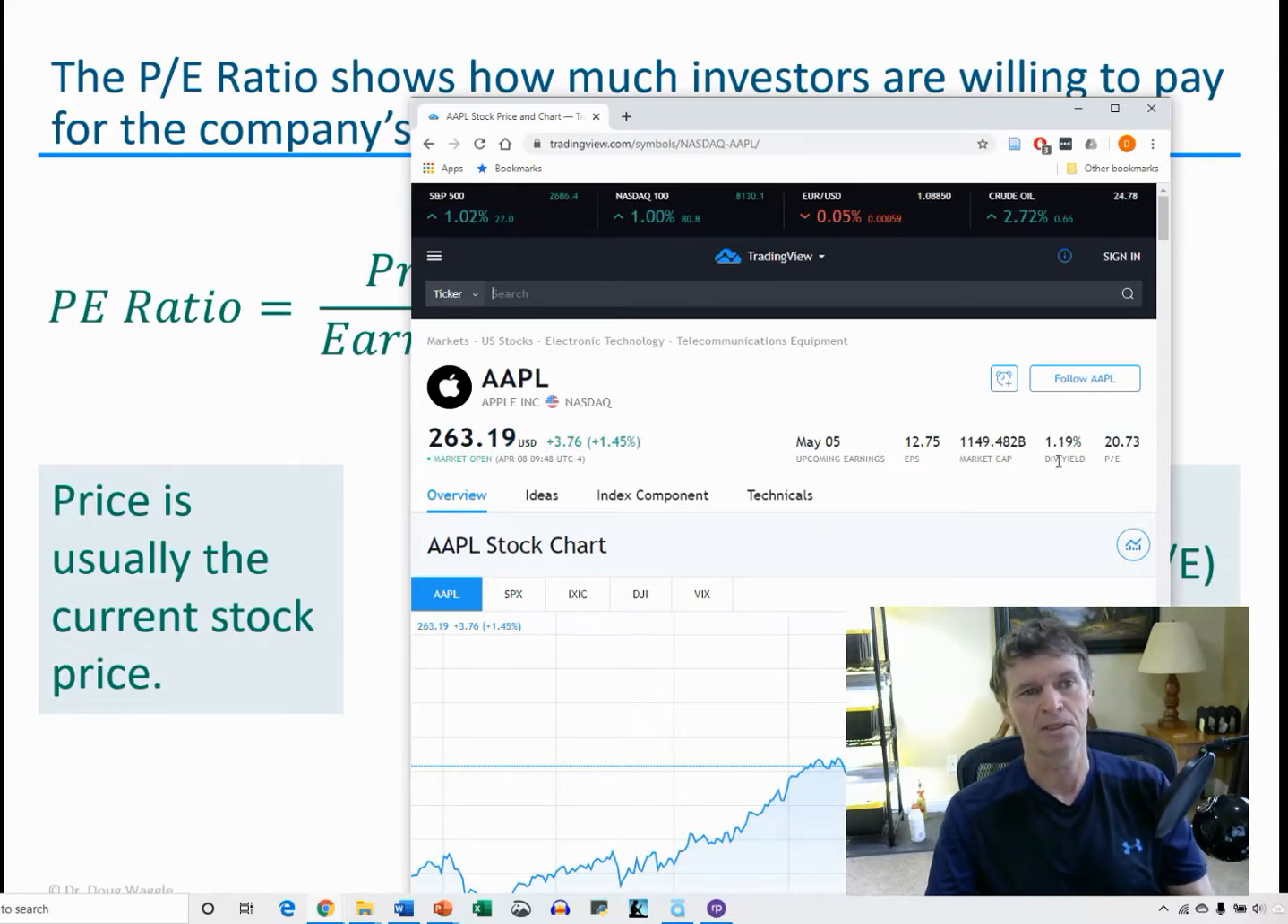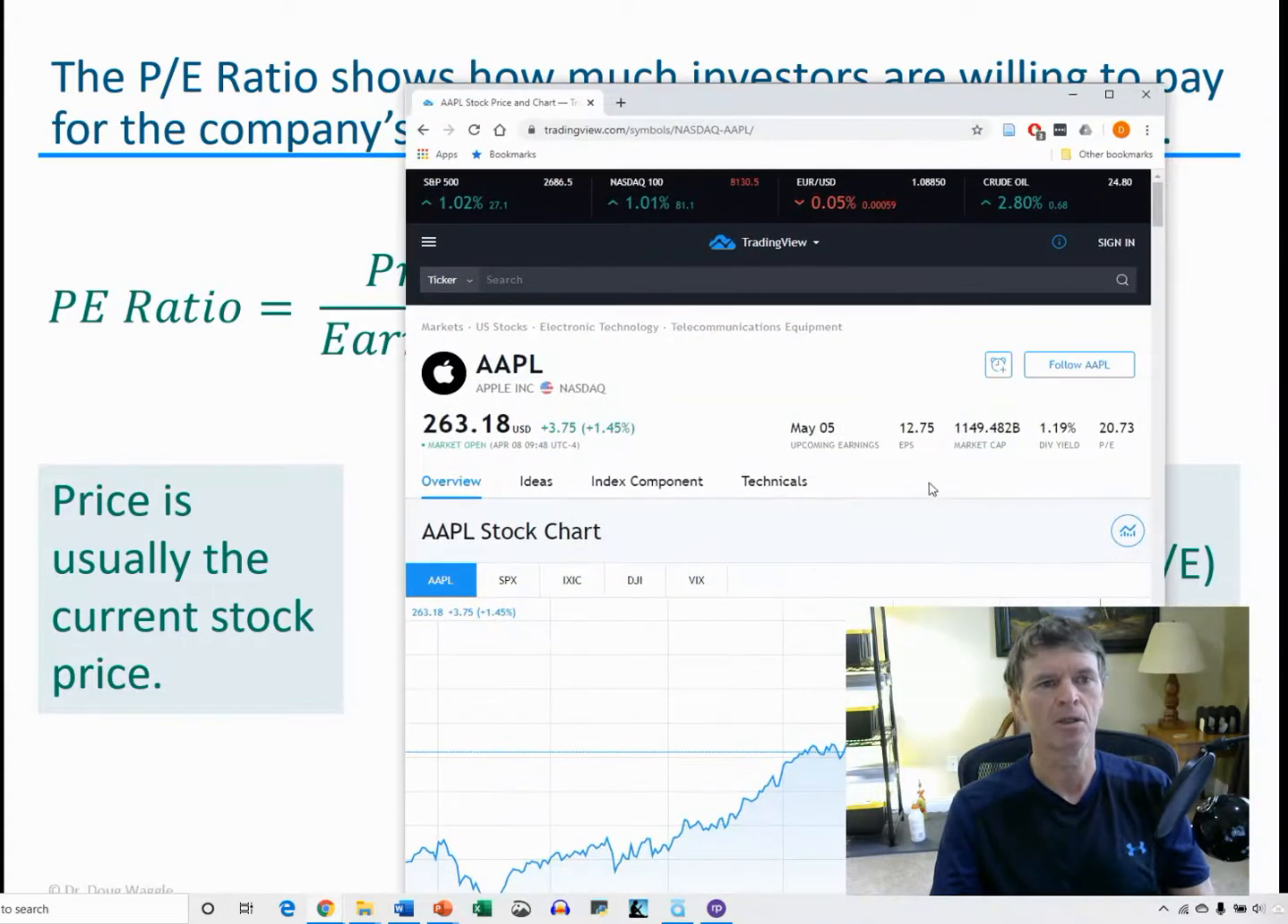The dividend yield is about 1.2%. That's a side there. Earnings per share, $12.75. It should have a dollar there. Well, I guess they don't have dollars on any of these, but $12.75 per share is their earnings. The current PE ratio is about 21.